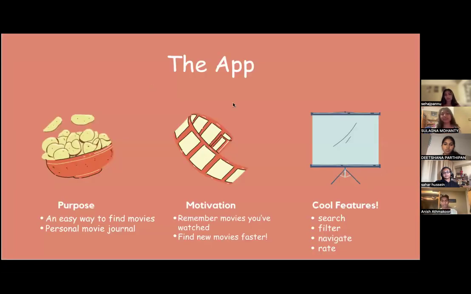So this app serves as a quick and efficient way for people to find movies based on streaming platforms available to them and genres they're interested in watching. It also serves as a personal movie journal where each person can rate and store movies they have watched.